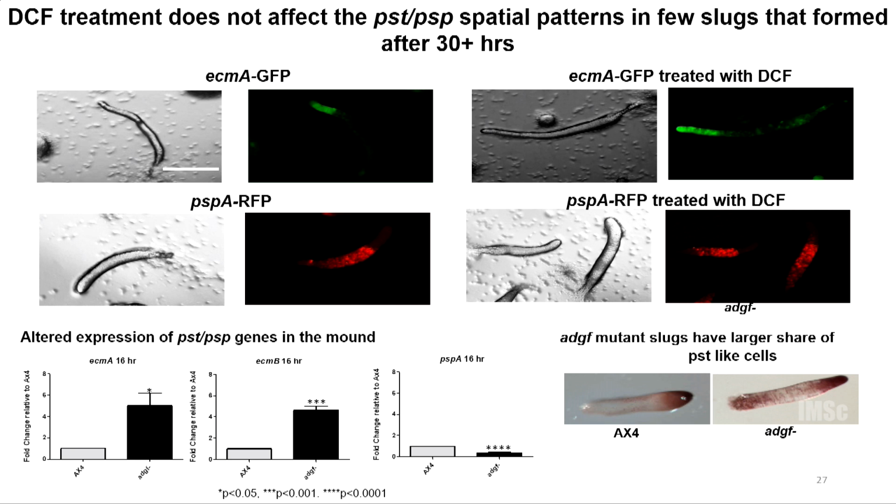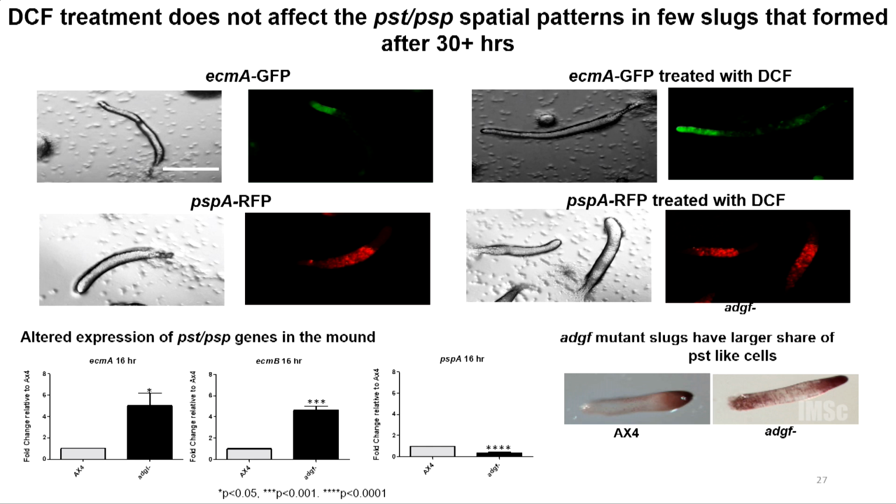Conversely, you can take the pre-spore, the other end. In the wild type, this is the front end and this is the back. What you see at the front is the pre-stalk, and what you see at the back is the pre-spore. Now when we did this for pre-spore, this is the wild type. After adding the drug, there is no change in the pattern.